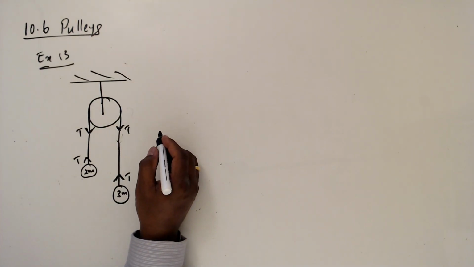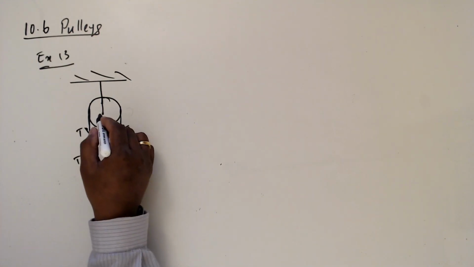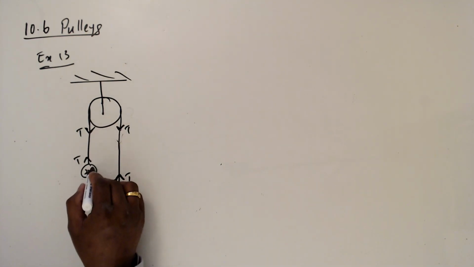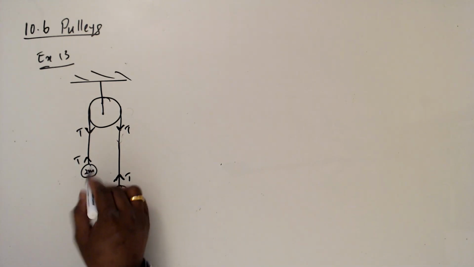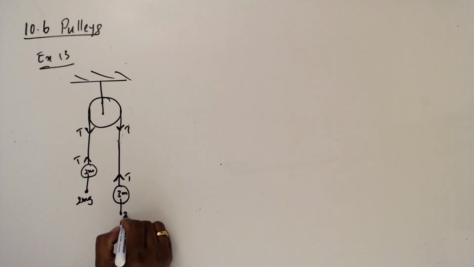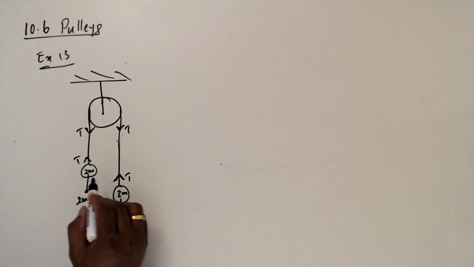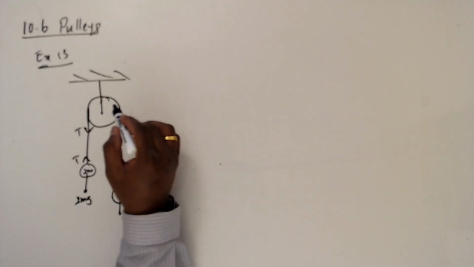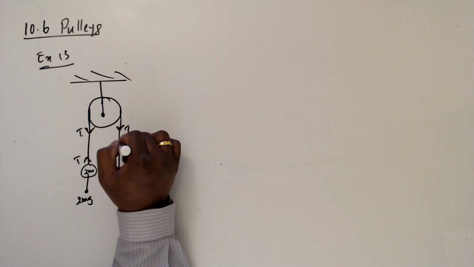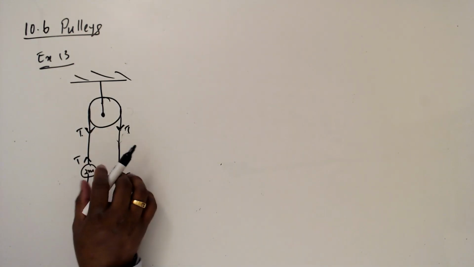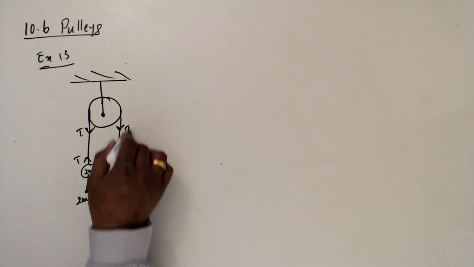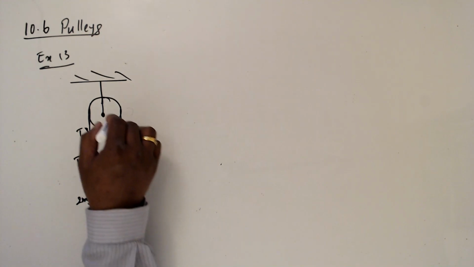In example 30, we can see that this is a pulley. This is a smooth pulley, and two particles, 2m weight and 3m weight, hang on it. So the weights are 2mg and 3mg. The masses are 3m and 2m. Because of these weights, a tension is created, that is T. This tension is the same everywhere as this is a smooth pulley.